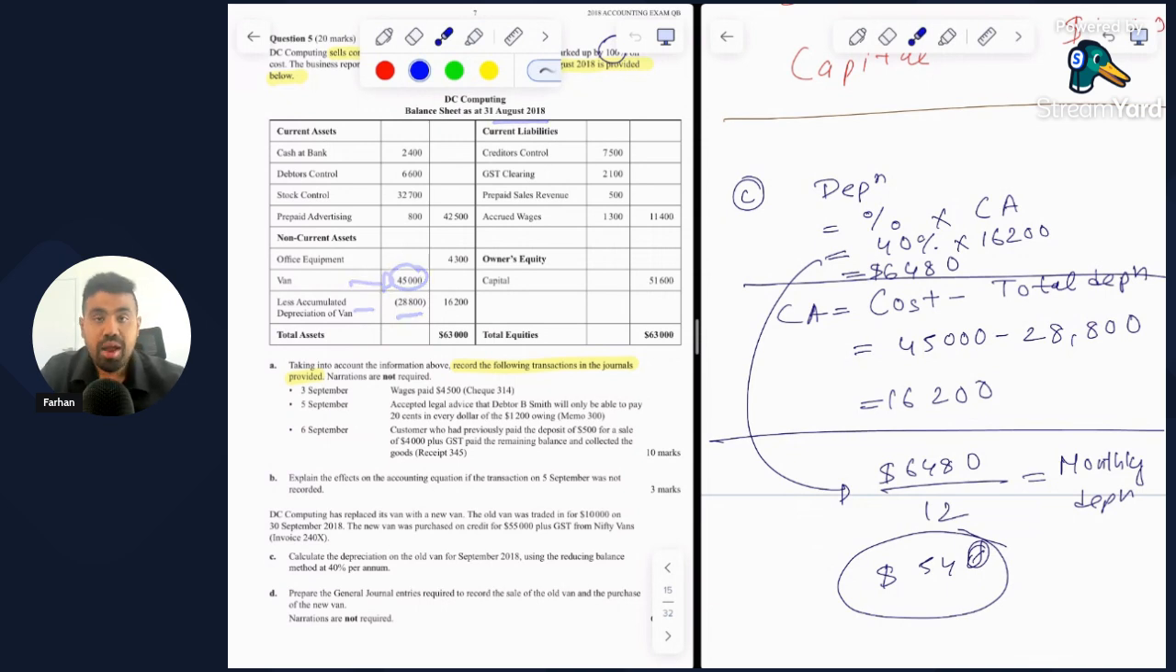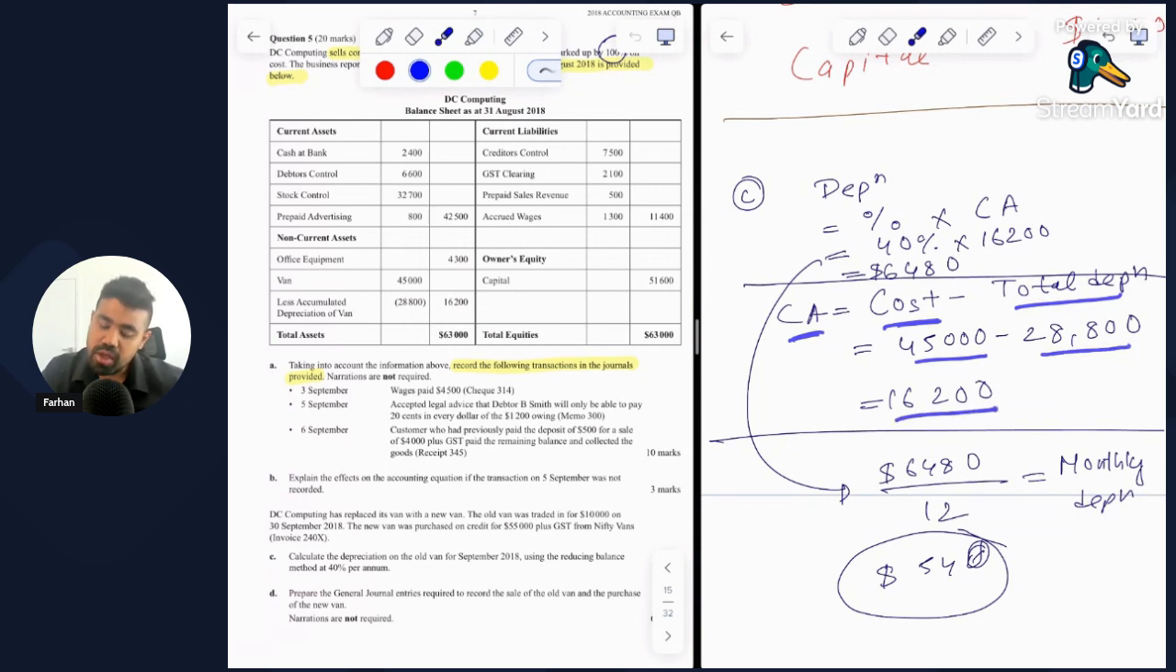So the carrying amount at any given point in time for any non-current asset is to start with the original cost and then subtract the total depreciation, which is also known as the accumulated depreciation. Now, the total cost, as you can see, given in the balance sheet for van is $45,000, and the total depreciation up to 31 August 2018 is $28,800, which gives us a carrying amount of $60,200.